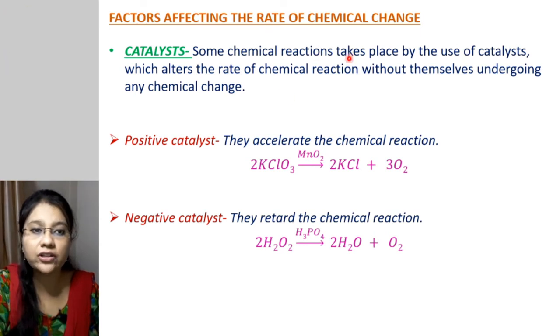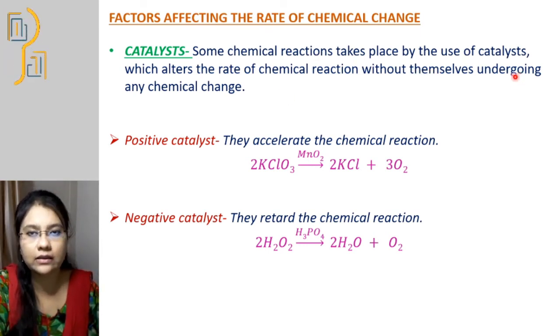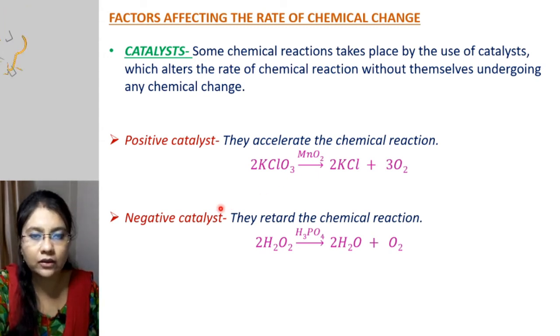Some chemical reactions take place by the use of a catalyst, which alters the rate of chemical reaction without itself undergoing any chemical change. This catalyst can be of two types. Positive catalysts, which accelerate the chemical reaction. 2KClO3 in the presence of MnO2 will form KCl and O2. Here MnO2 is the positive catalyst, which accelerates the chemical reaction.